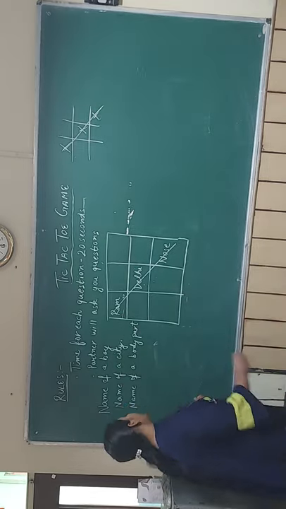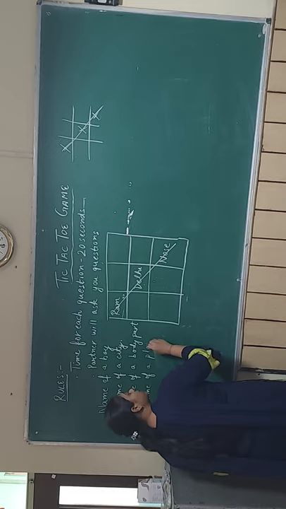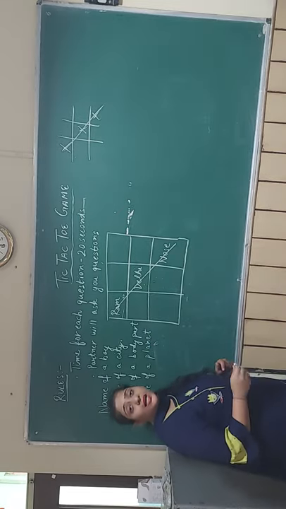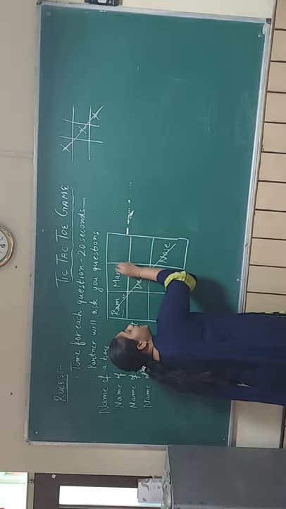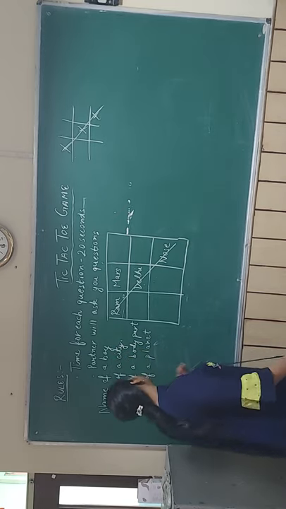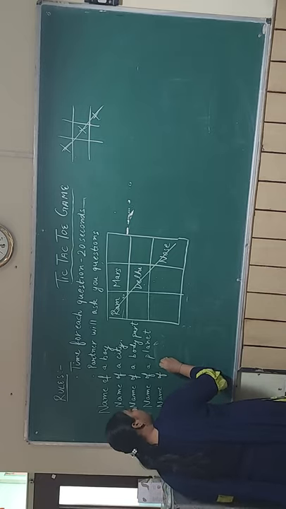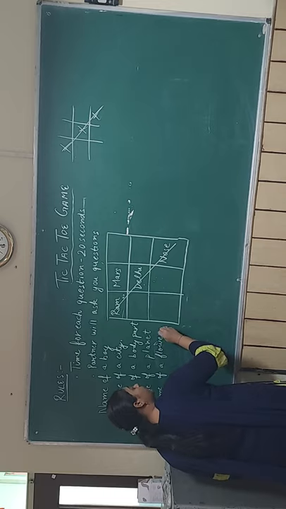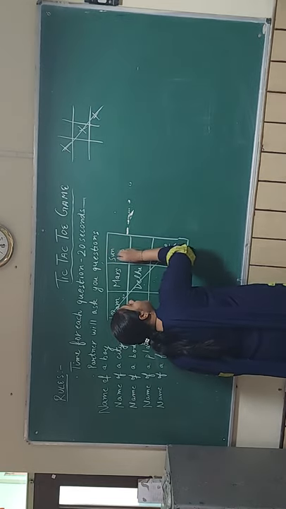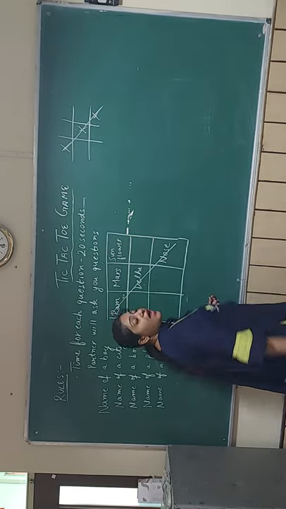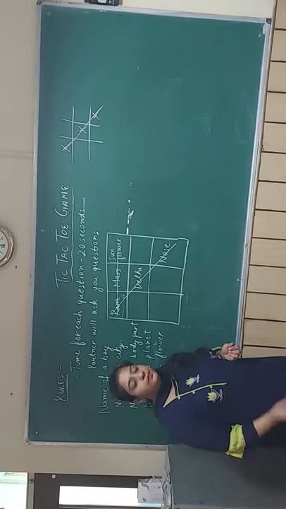Then your parent will ask you to write down the name of a planet. You can write down the name of any planet. For example, I am writing the name of the planet as Mars. Right. Next, your parent will ask you to write down the name of a flower. You can write down the name of any flower. I am writing the name of the flower as sunflower. So again, this will be a bingo, because these all are nouns.